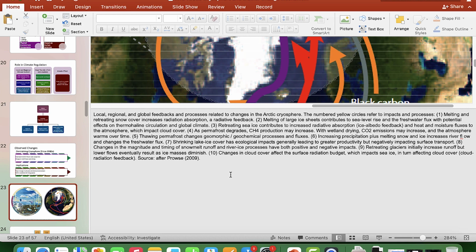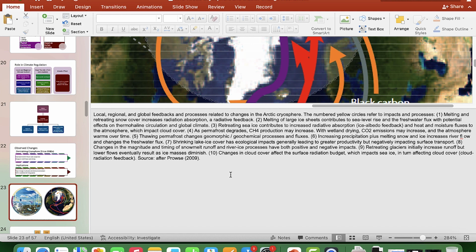Then the fourth one is, as permafrost degrades, methane production may increase. With wetland drying, carbon dioxide emission may increase as the atmosphere warms over time. The fifth one is, thawing permafrost changes geomorphic and geochemical processes and fluxes. The sixth one is, increasing precipitation plus melting snow and ice increases river flow and changes freshwater flux.